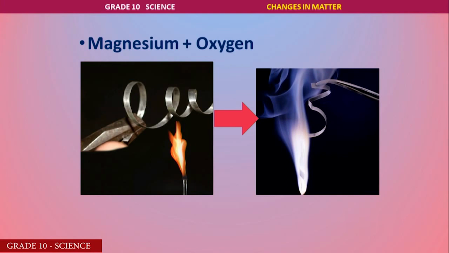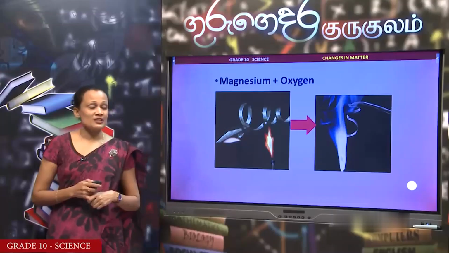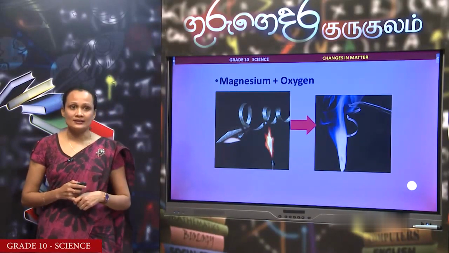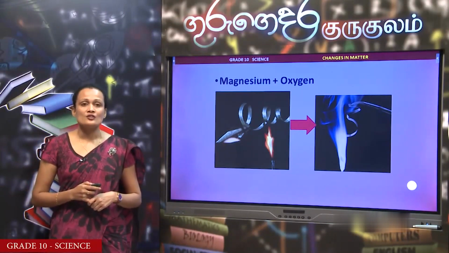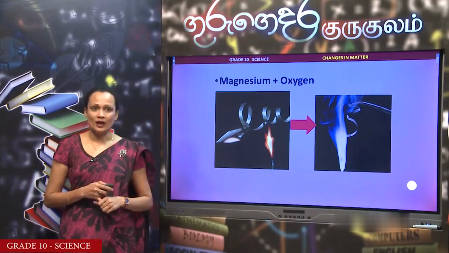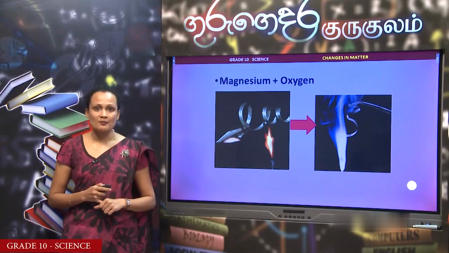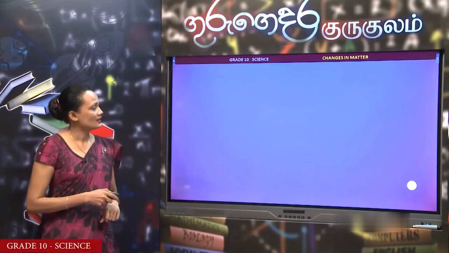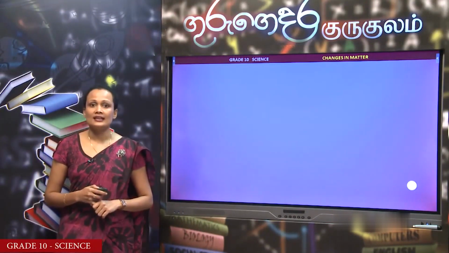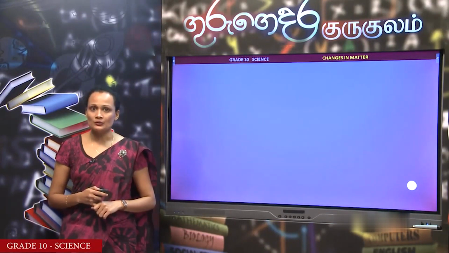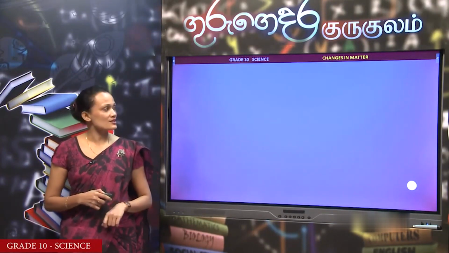At that time, magnesium reacts with oxygen and gives a white bright flame. Okay, then it is clear by observing that one, a chemical change occurs between the magnesium and oxygen, and it gives light. So likewise, in chemical changes, light energy, and sometimes heat, can be evolved. Now I am going to summarize the evidences that we can use to identify the chemical changes.